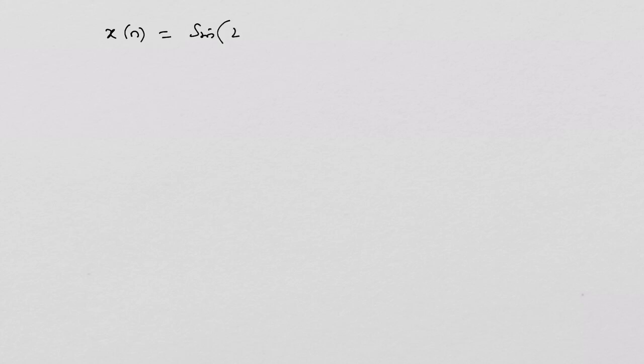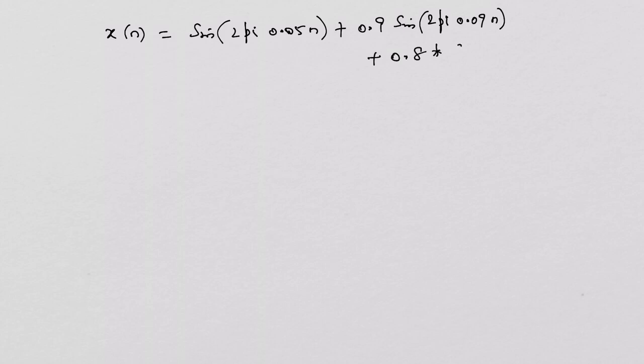Sine of 2 pi 0.05 n is the first component, with f1 equal to 0.05. The second component is 0.9 sine of 2 asterisk pi asterisk 0.09 n. There is no necessity that we have to work with three sinusoidal components; let's work with two sinusoidal components. The third component can be 0.8 times random noise added to it. X is an additive wideband noise of normal distribution.